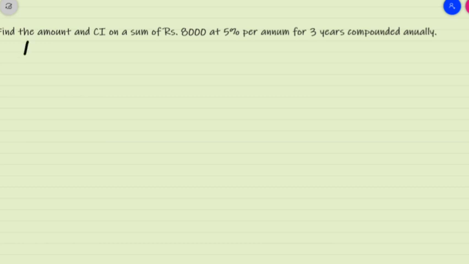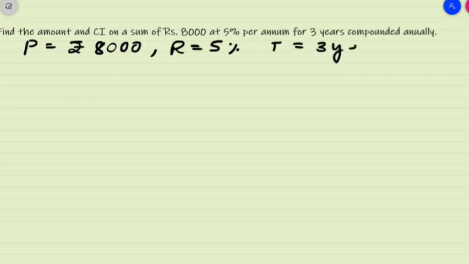See, here the principal is how much? Principal amount is rupees 8,000. Now rate is 5% and your time is 3 years. Now looking at the time, you can understand that you have to calculate for each year separately and you have to do the same steps every year. Now see here, interest for the first year. Let us calculate the interest for the first year.